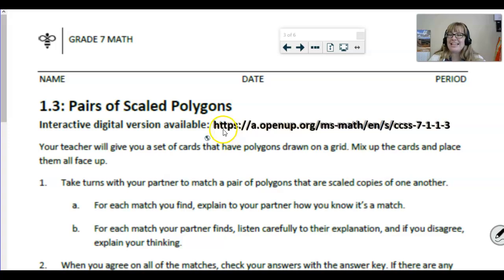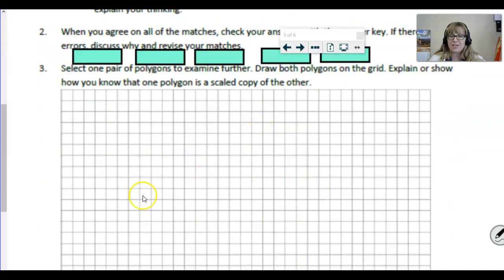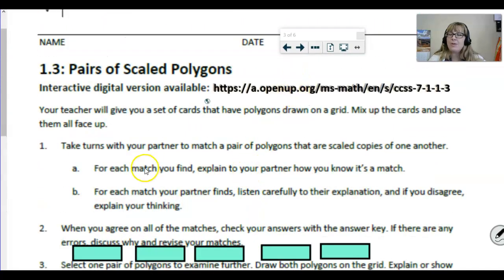And it says that an interactive digital version is available. That's not quite true. This is just the applet for the sketch down here. So when you're ready to do your sketch down here, number 3, that's when you can open up the applet. But this is what it's going to look like. It says your teacher will give you a set of cards that have polygons drawn on a grid.